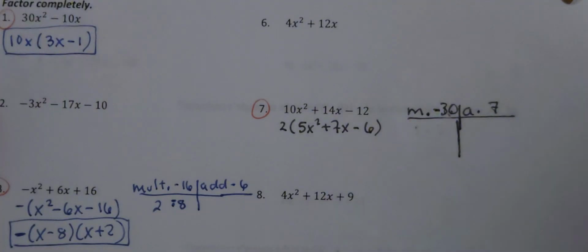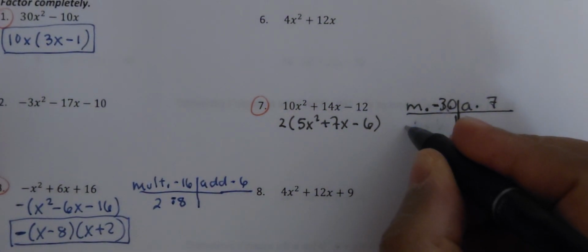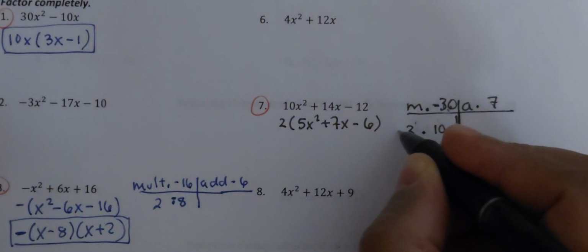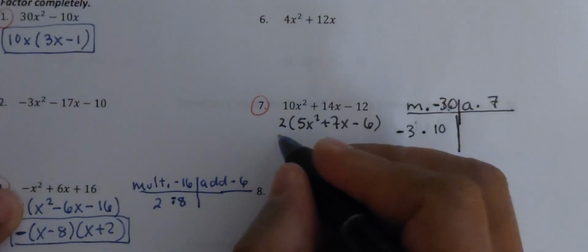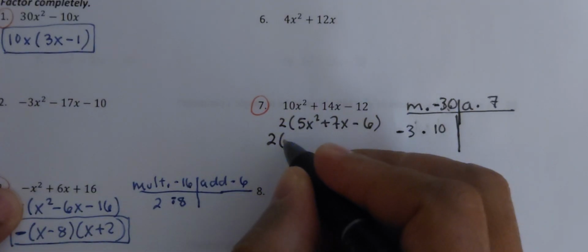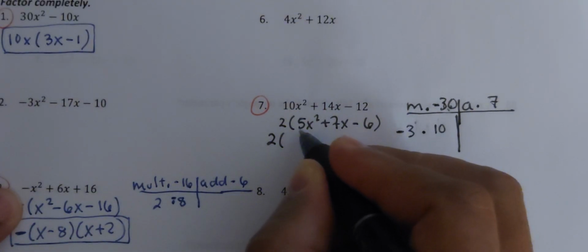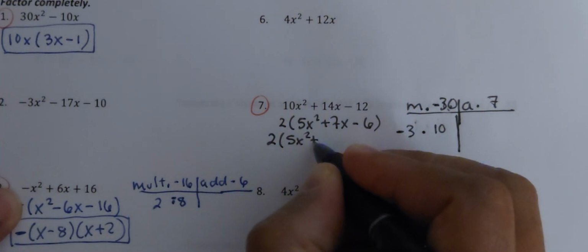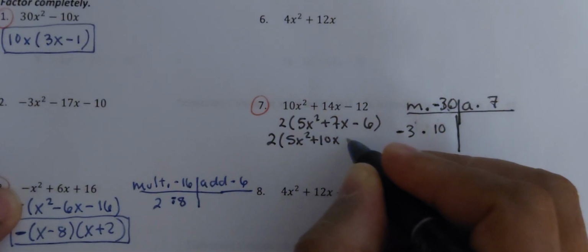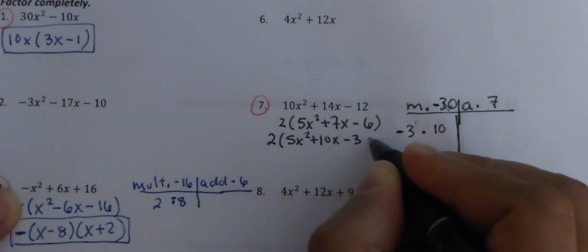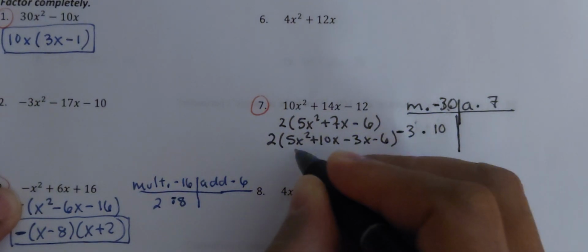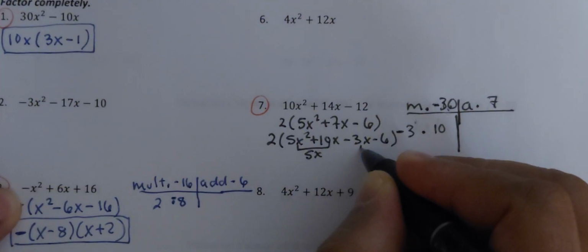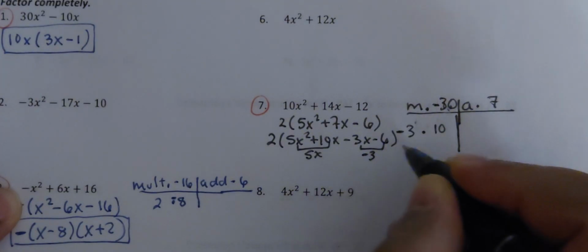And those multiples are 3 times 10 gives us 30, but the 7 must be positive, so then 3 should be minus. So then I'm going to keep that GCF of 2. Then I'm going to group the 5x squared with the 10x. So 5x squared plus 10x, and then I have minus 3x minus 6. Okay, so then this is group 1. There's a GCF of 5x here, and this is group 2, and there's a GCF of negative 3.